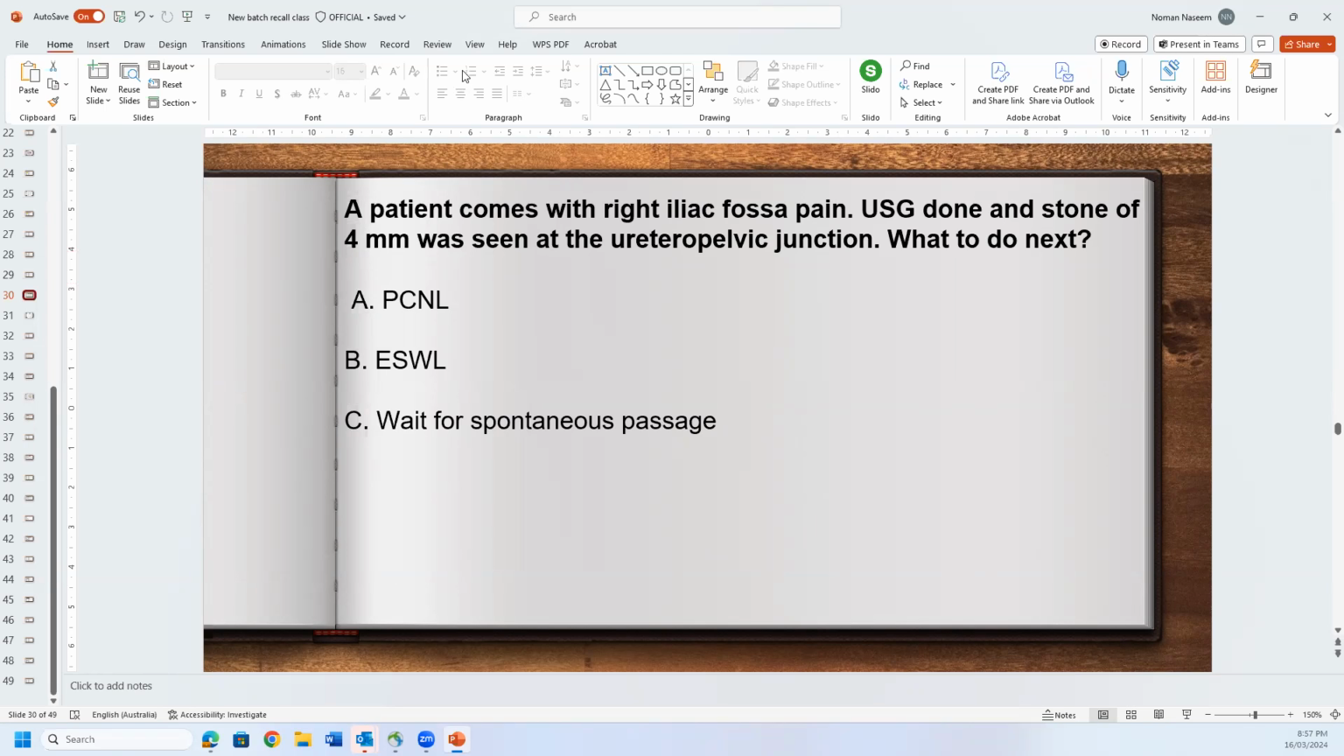Okay. So the next question is, a patient comes with right renal fossa pain. Ultrasound done and a stone of 4 millimeter was seen at the ureteropelvic junction. What to do? Percutaneous nephrolithotomy, extracorporeal shockwave lithotripsy, or wait for the spontaneous passage.